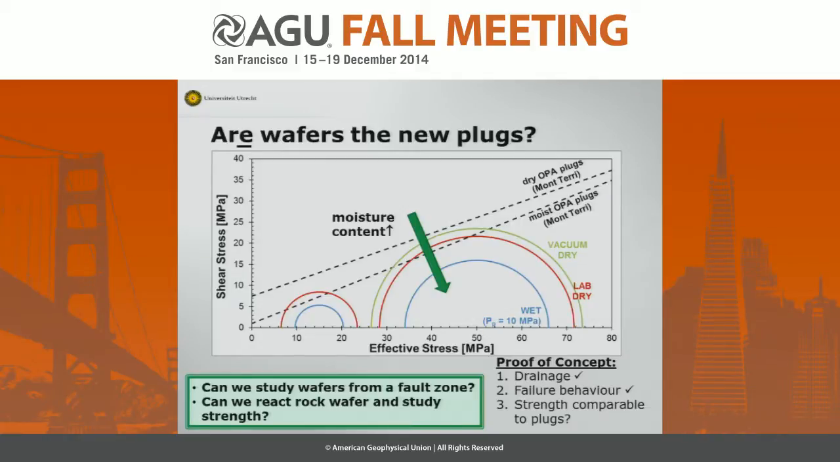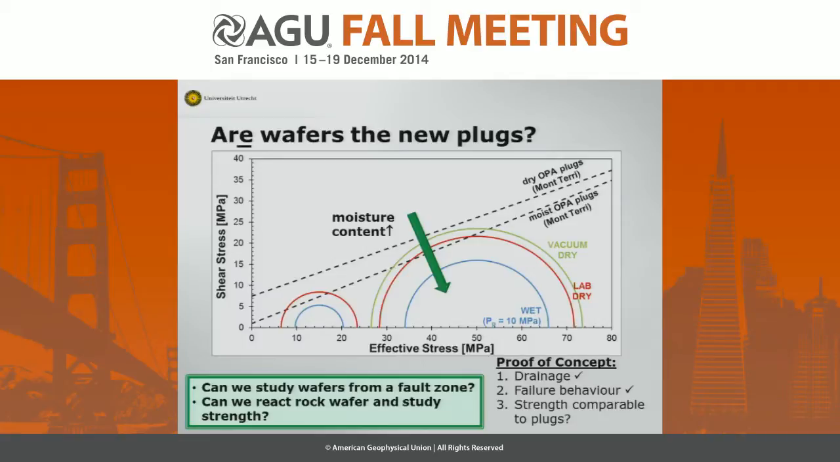So here we've actually used data that was obtained by the Monterey laboratory, and we've plotted it in Mohr-Coulomb stress space. So this is the shear stress, and this is the effective normal stress. And you can see that these different circles, the green and the red ones are dry and the blue ones are wet. The green and the red, they actually seem to match up pretty well with this dry outlined failure envelope for dry plugs.